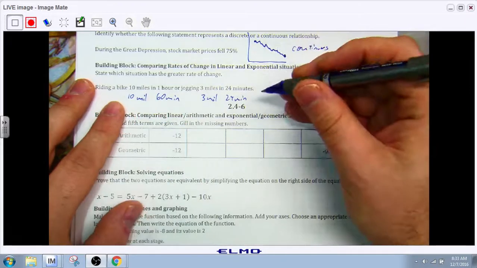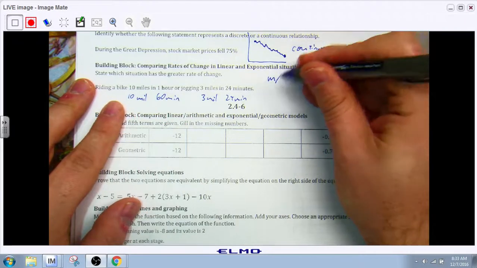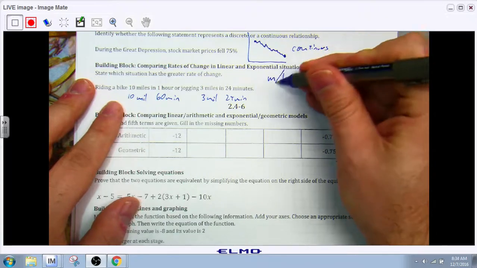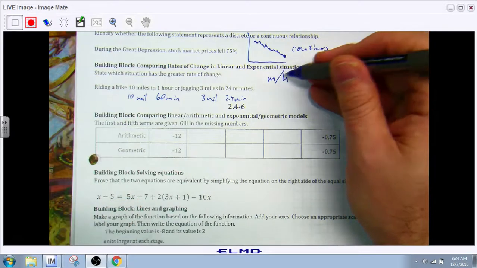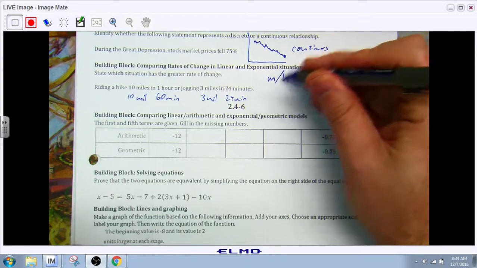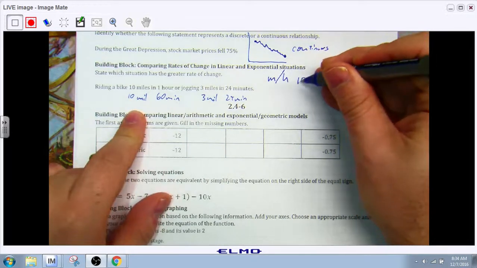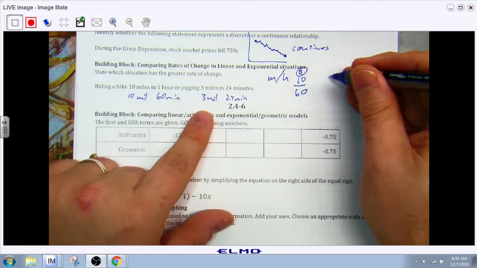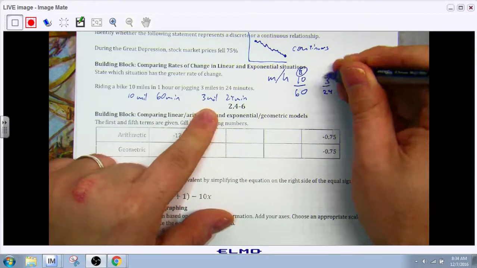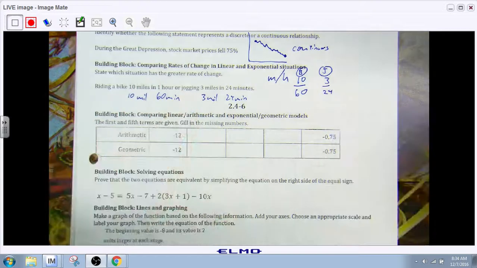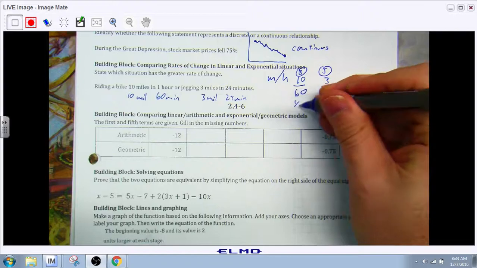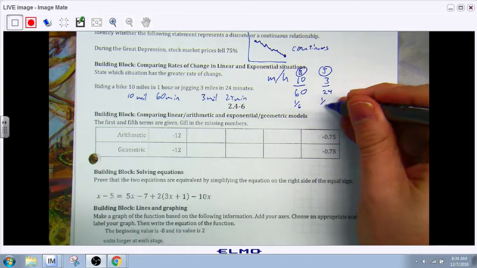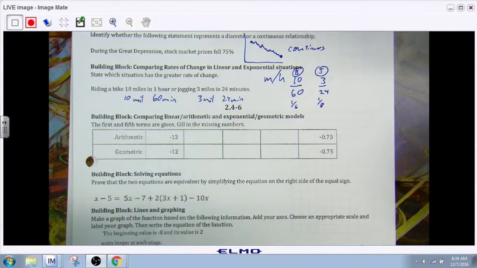And remember, when you get in the car and you look at the odometer, it says miles per hour, right? You see that slash? That's a division sign. That's what miles per hour means. The P is a division sign. So we have 10 over 60. This represents the bike. And then we have 3 over 24. This represents the jogging. And so all we have to do is compare what these fractions are. So this becomes 1/6, and this becomes 1/8. So which one is the bigger fraction? That will be the fastest situation.